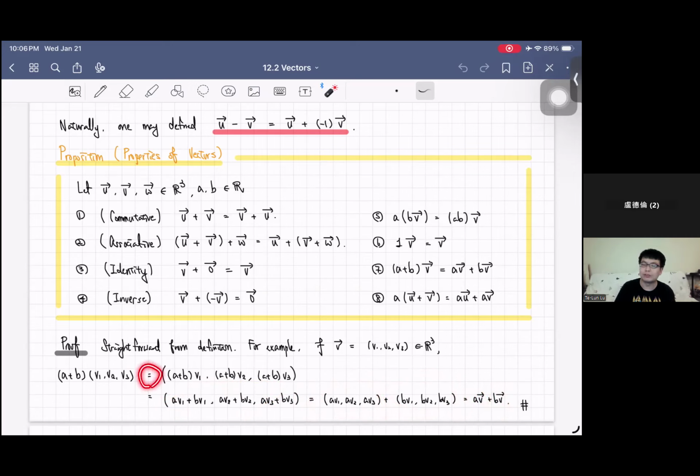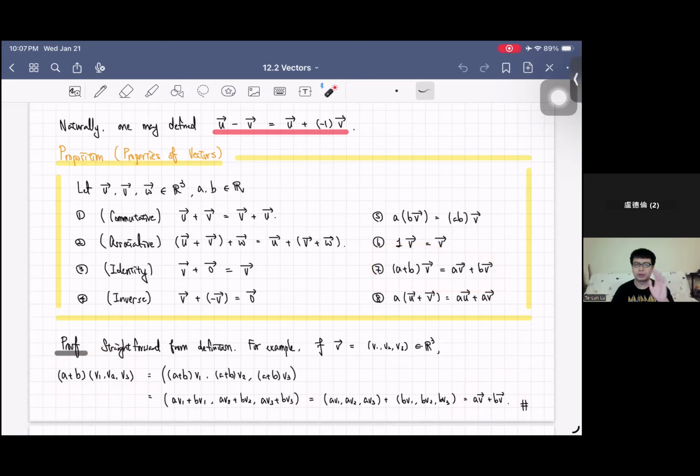So first you apply the definition of scalar multiplication. You also apply the definition of scalar multiplication here. And then you apply the definition of vector addition here. And this simply follows by the distributive law of real numbers, of how we calculate the usual numbers. All right? This shows that (a+b)v equals av plus bv, which is our seventh rule.